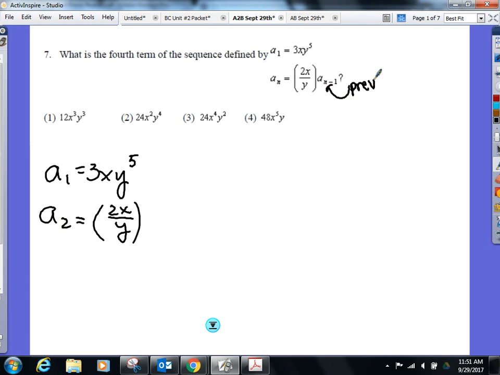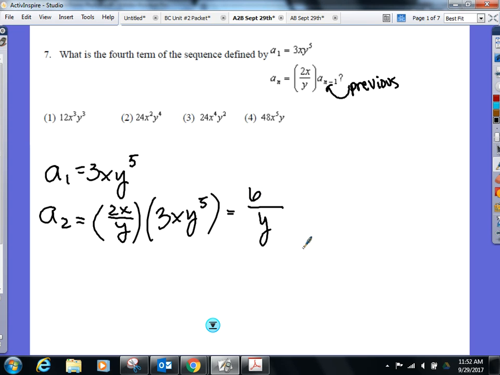So right now, where I'm at in this sequence, what's my previous term? I'm on the 2nd term right now. First term was 3xy to the 5th. So I need to multiply that by the previous term. Everyone good? Okay, now it's, hey, do we remember how to multiply this from last year? Numerator times numerator, denominator times denominator. So still in the denominator, you're going to have that y. 2 times 3 gives me that 6.